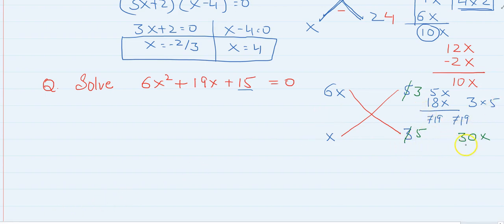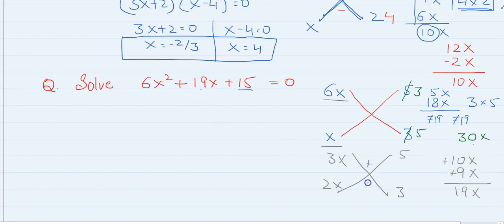So as you can see, we are not getting any combination where the resultant of this x is coming 19. It's not coming 19, even here it is not coming 19. So let's do some changes. Now we try to change this thing. Let's factorize 6 also. So let's write 3x and 2x. And let's write 5 and 3. Now 5 times 2 is 10x and 3 times 3 is 9x. Now we are getting 19x. And both are positive. So this is positive and this is positive.